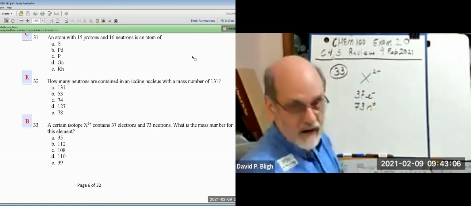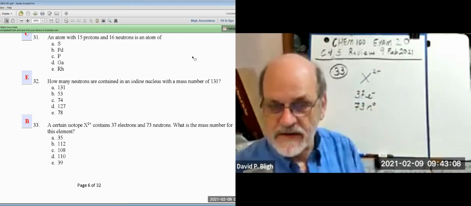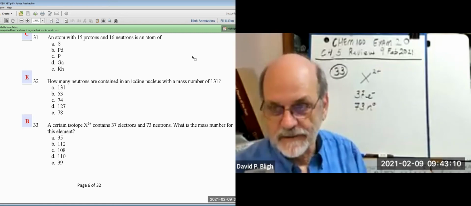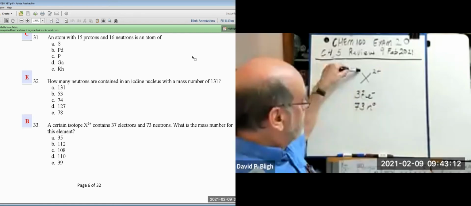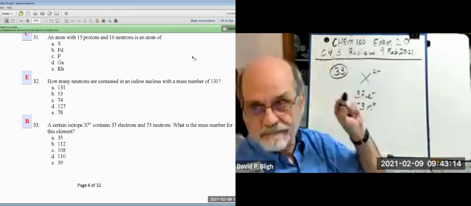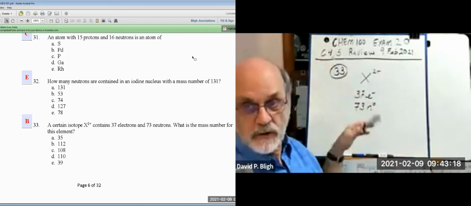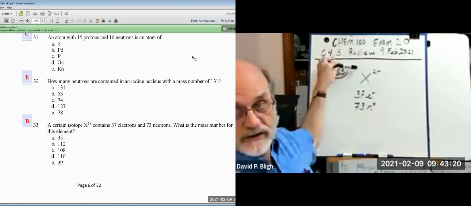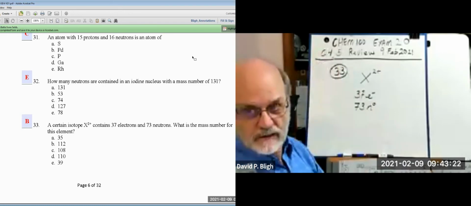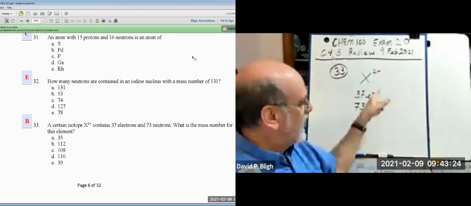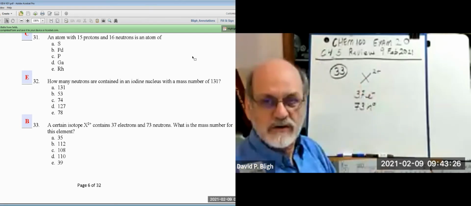Okay, that's given. What's the mass number for this element? All right, what goes right up here? What do we know? Well, we know the number of neutrons, right? That goes into the calculation for the mass number. But we don't know the protons yet because we don't know the element. So how many protons are there?